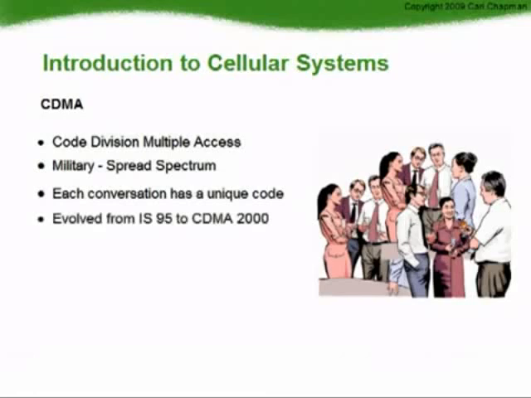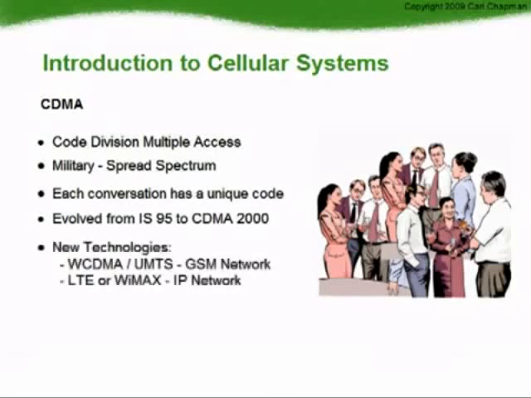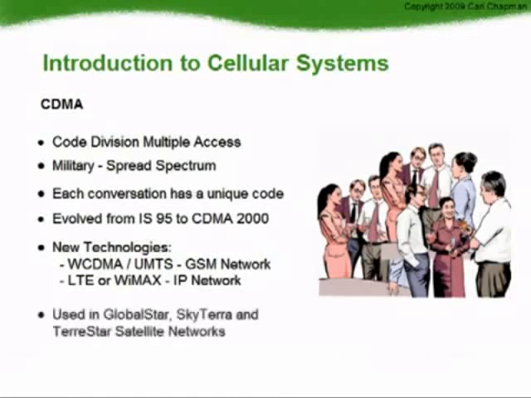Many CDMA systems have evolved from the original IS-95 to CDMA 2000. New technologies such as WCDMA or UMTS use a CDMA air interface, but are actually regarded as GSM systems, using GSM protocols to communicate with a network switch. LTE or WiMAX also have a CDMA air interface, but utilize Internet protocols for network communication rather than a radio channels-based system. CDMA protocols are also used for some satellite systems such as Globalstar, SkyTerra and TerraStar.